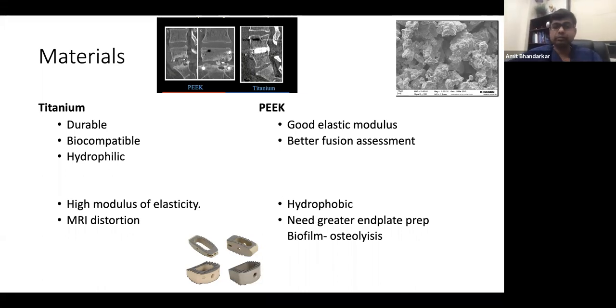PEEK, on the other hand, has a good elastic modulus. It gives a better fusion assessment while doing an MRI or a CT scan afterwards. But PEEK is hydrophobic. There also is a controversy regarding a biofilm and osteolysis that forms around it, and the fusion is a little controversial. If the PEEK has a big surface area, it kind of prevents the fusion. People tend to put a smaller surface area PEEK implant so that they can pack the bone graft in the adjoining area. But the controversy, I think, has recently been won by titanium, which is porous titanium, which also has a nice modulus of elasticity, near the bone.